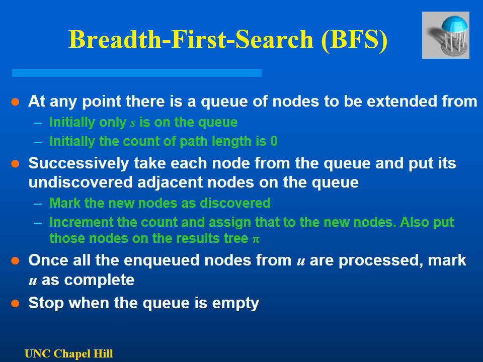Finally, if you take a node off the queue and are processing its adjacent nodes, or more precisely, its adjacent formerly undiscovered nodes, once we've dealt with all of those nodes adjacent to you, we'll mark you as black, that is to say, as complete.